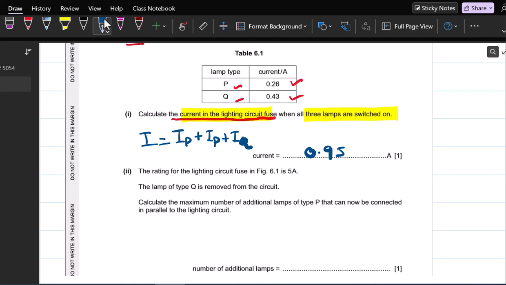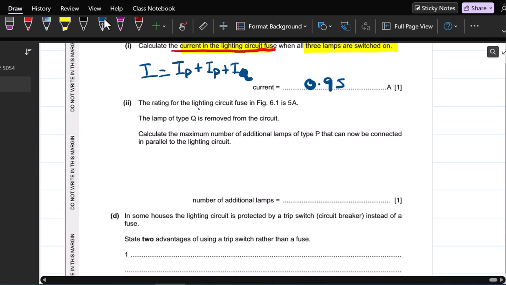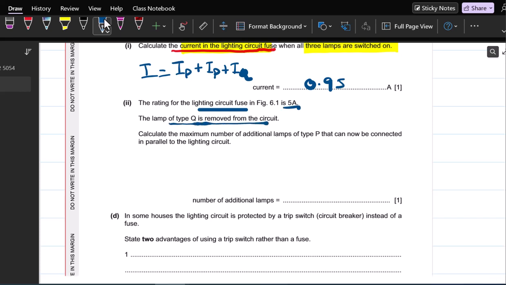The rating of the lighting circuit fuse is 5 ampere. The lamp of type Q is removed from the circuit. So what we have to do here, the circuit rating is 5 ampere and the lamp of type Q is removed. You have to calculate the maximum number of additional lamps of type P that can now be connected in parallel to the lighting circuit.